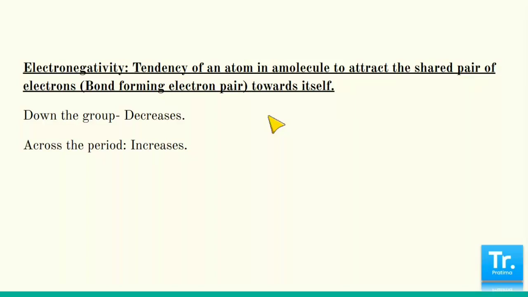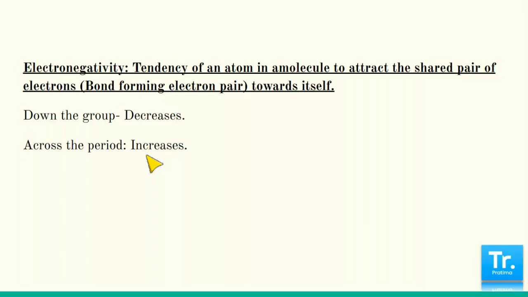Greater size, less electronegativity, since the electrons are at a distance from the nucleus, so less force of attraction. Greater nuclear charge, so greater electronegativity. Why? Greater force of attraction. So if you talk about the trend, down a group, it decreases because the effect of greater atomic size overcomes the effect of nuclear charge, and across a period it increases as the nuclear charge is more, and therefore the electronegativity is also more.